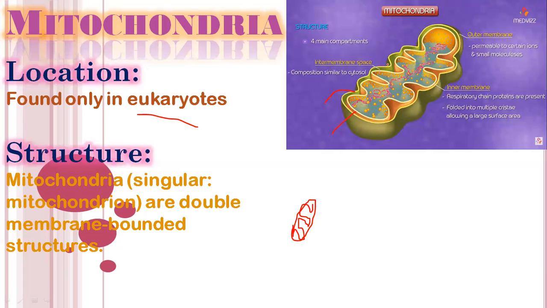Okay, so in between the outer membrane, this one, and the inner membrane, there is a space that is called the intermembrane space. And it is like the cytosol. Cytosol means cytoplasm. So it has a fluid which is equal to the cytoplasm. And if you see this one, it also has a fluid that is called the matrix.